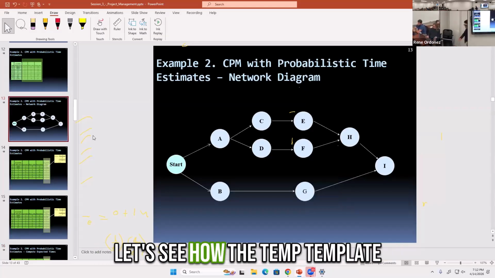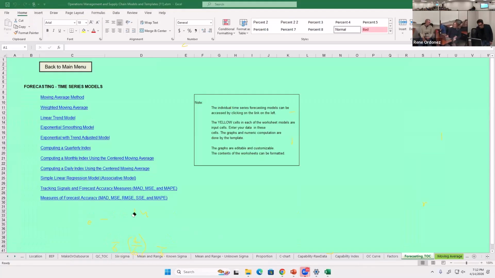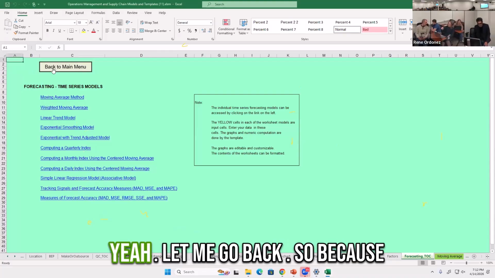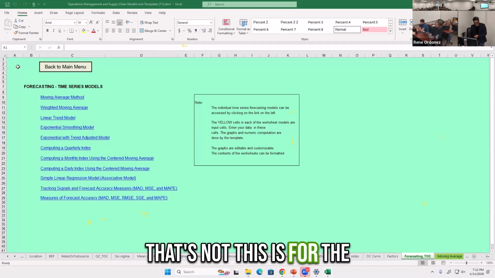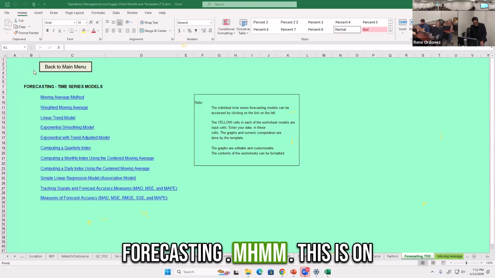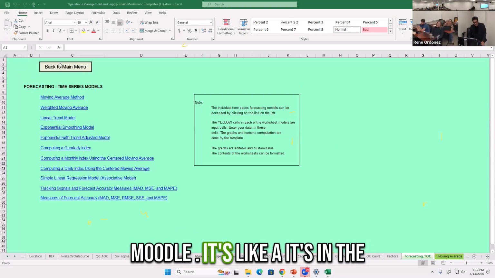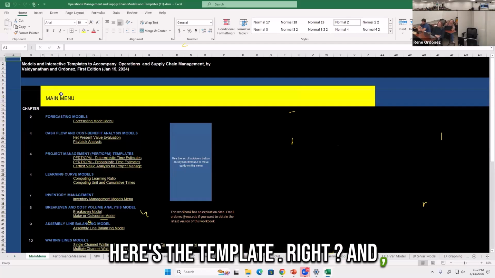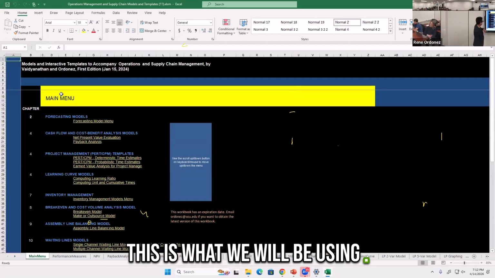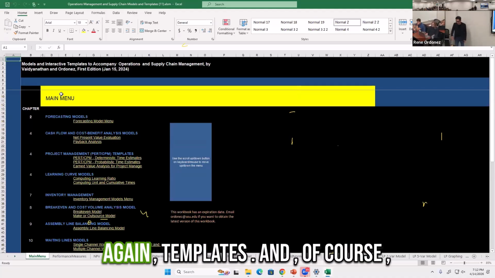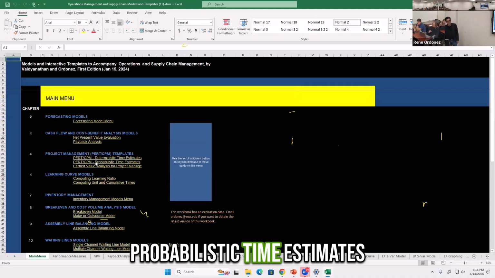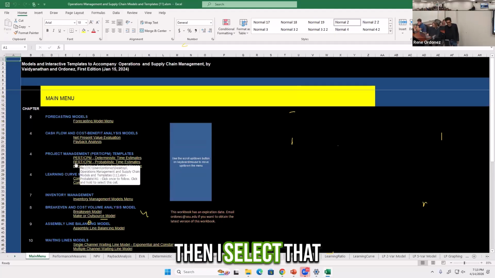Okay, so let's see how the template works. Which template are you opening? This one is for the forecasting, so go back. It's on Moodle, in the course essentials. So here's the template, and this is what we will be using: Project management for CPM templates. And of course, we're dealing with probabilistic time estimates, so let's select that.